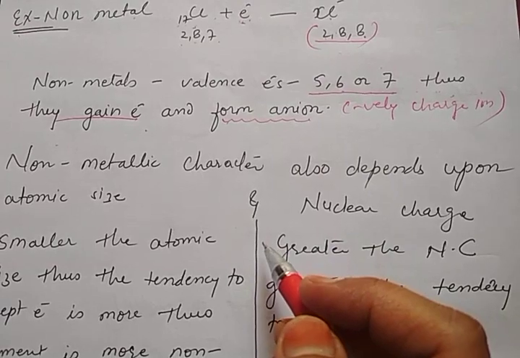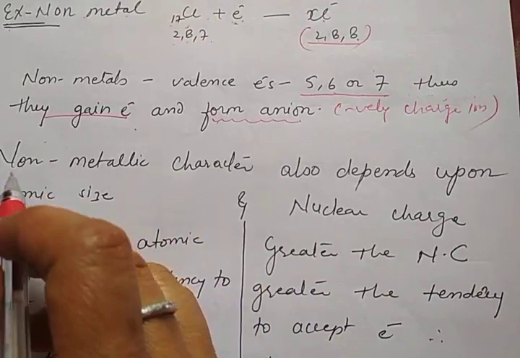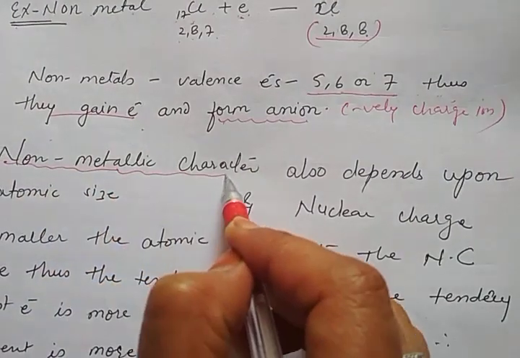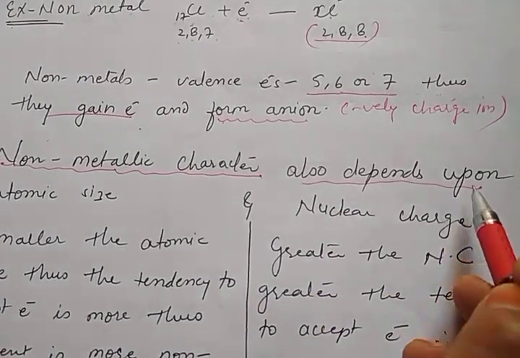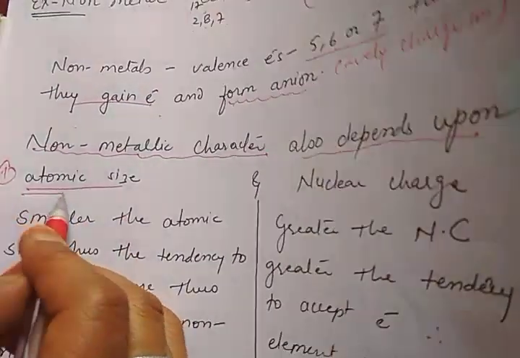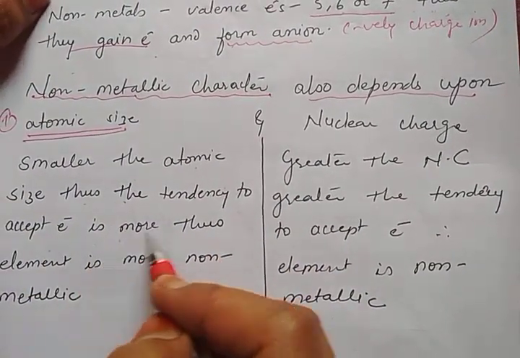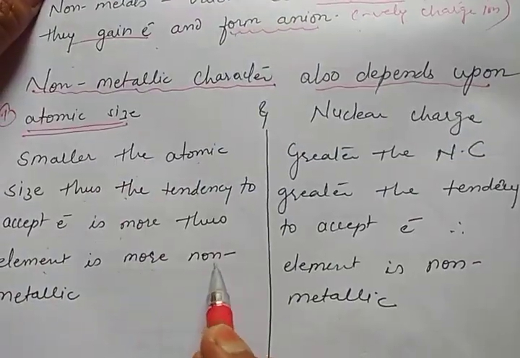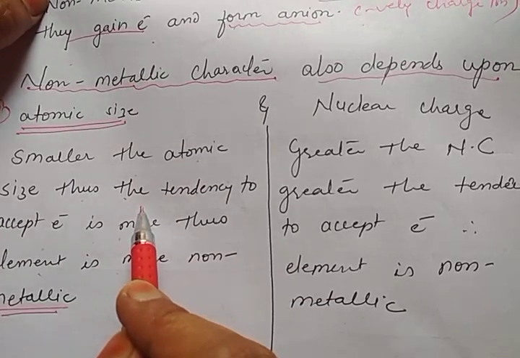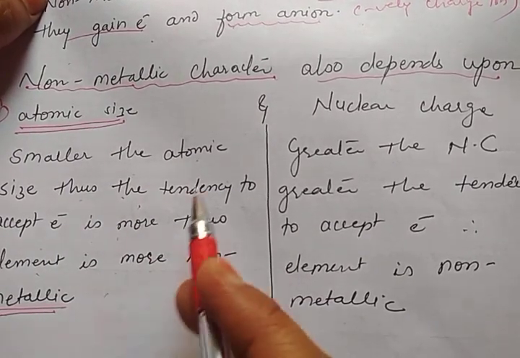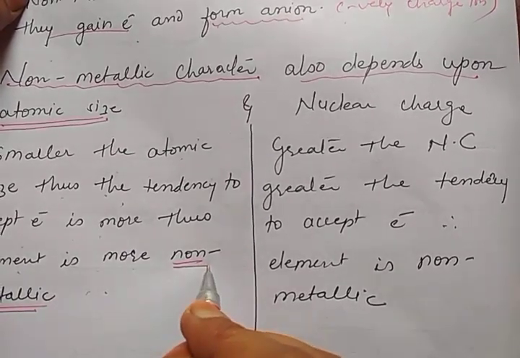Now in a similar way, as we studied the factors affecting the metallic character, the factors on which the non-metallic character depends are as follows. The first one is the atomic size. The smaller the atomic size, the more the tendency of accepting the electron. It means the element will be more non-metallic. As the atomic size is smaller, the nuclear pull is greater, so an incoming electron can be easily accepted, thus the element will be more non-metallic.